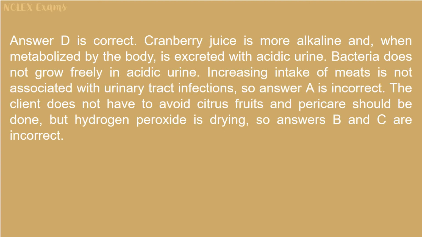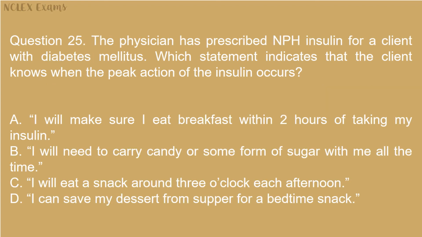Answer D is correct. Cranberry juice, when metabolized by the body, is excreted as acidic urine. Bacteria do not grow freely in acidic urine. Increasing intake of meats is not associated with urinary tract infections, so answer A is incorrect. The client does not have to avoid citrus fruits, and perineal care should be done, but hydrogen peroxide is drying, so answers B and C are incorrect.